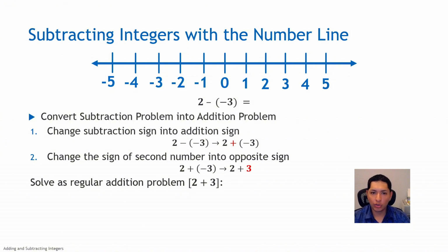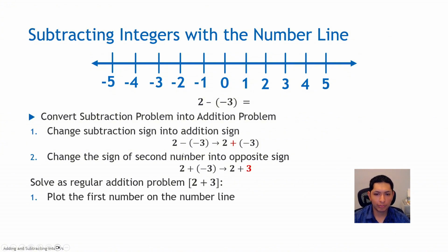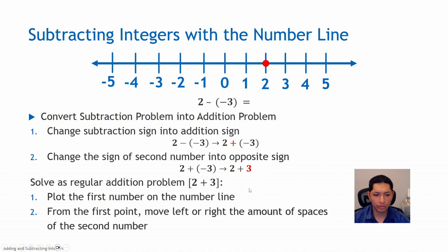And now that we know how to solve addition problems with a number line, we're just going to solve it in the same way as we did before. And the first thing we're going to do is to plot the first number on the number line. But now we're doing it off of this new problem of 2 plus 3. The first number given to us is 2, so I plot that on the number line, and that is here. And the next thing we're going to do is from that first point, we're going to move left or right the correct number of spaces.